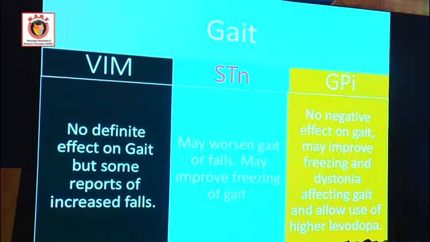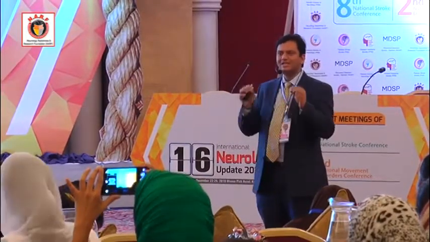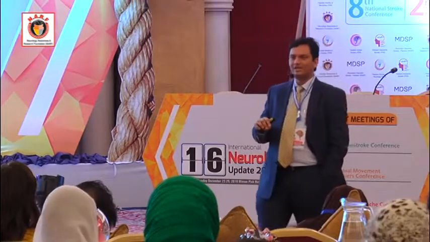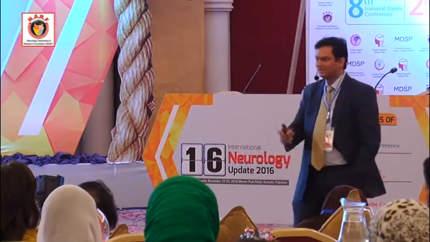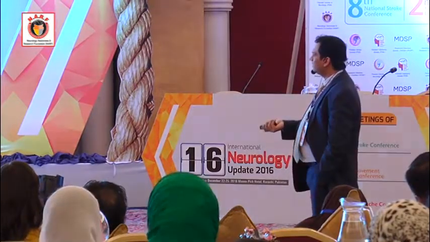Gait, VIM, no definite effect, but may increase falls, that's still debated. STN will worsen gait, and falls may or may not improve, and may improve freezing, while GPI has no negative effect on gait. This is a debated topic, but in our centers, if we are unsure of the gait issues, we'll lean towards GPI, because STN definitely does not help gait and may actually worsen it, while GPI may or may not help gait. That question is being debated, but at least it does not worsen the gait. So if gait is a problem, we go for GPI. Medication, as I said, more than 50% reduction.